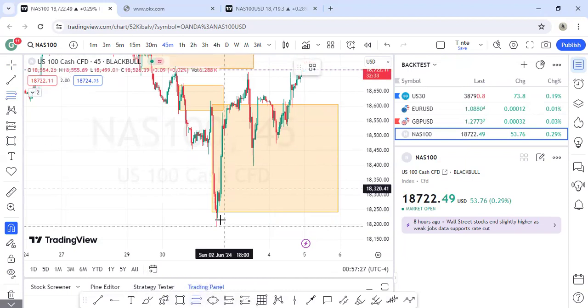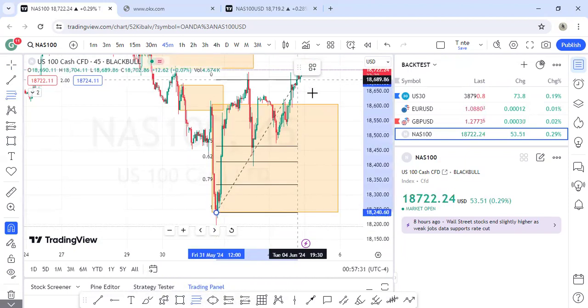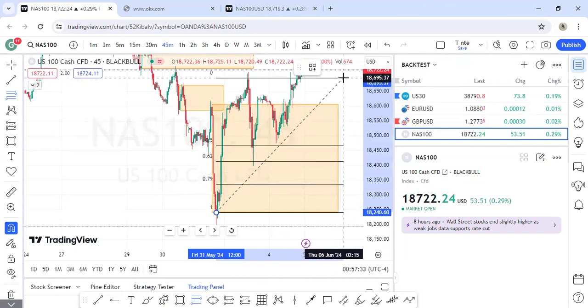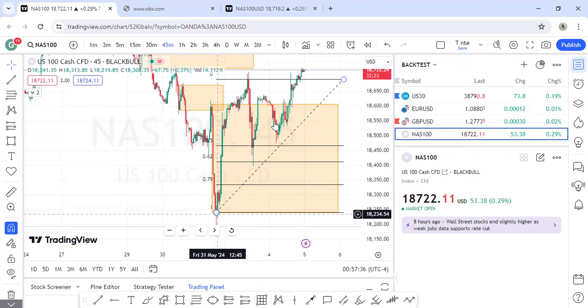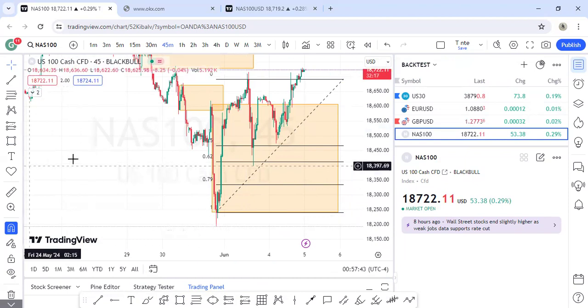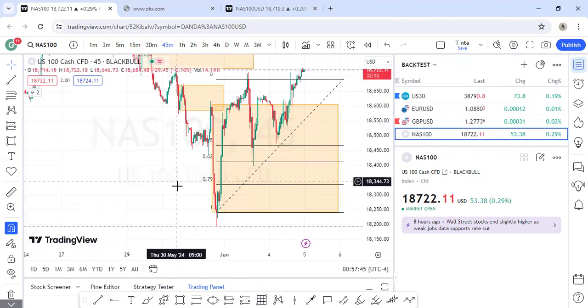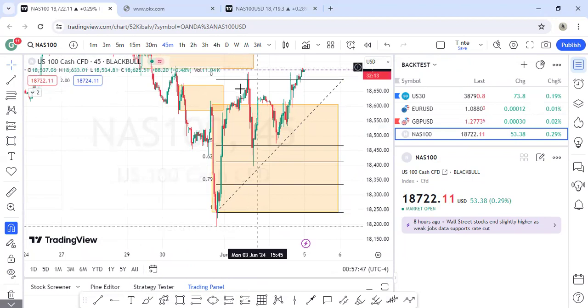If you add our confluences now, I take it from here to this body. I'm using body to body now, body to the body of the candle. Whenever you see very long wicks, use the body of the candle, because that is where the main volatility is. So I'm just going from this body here to this body there.